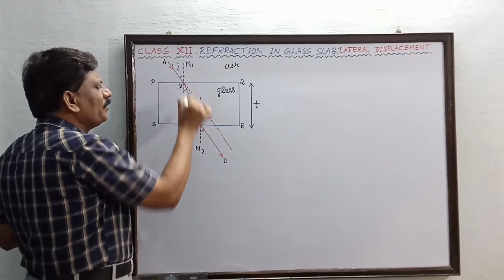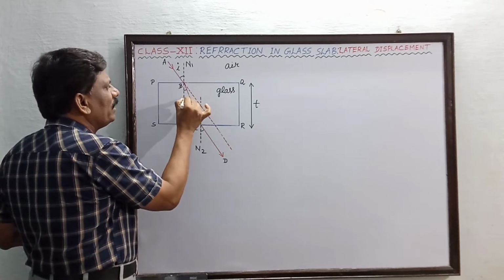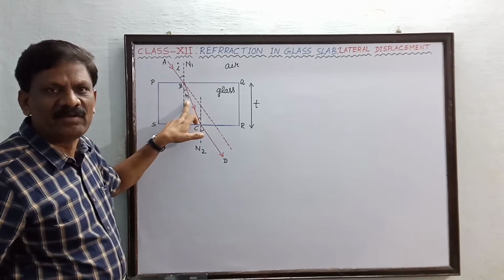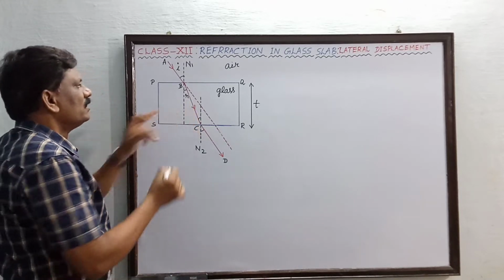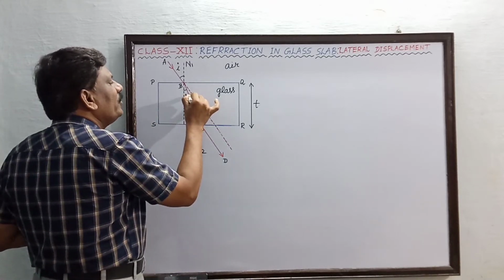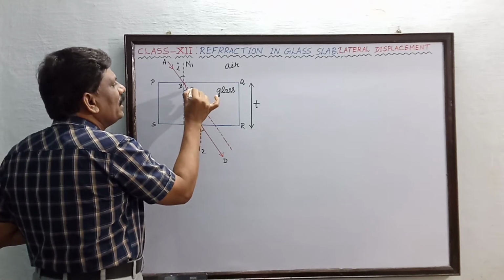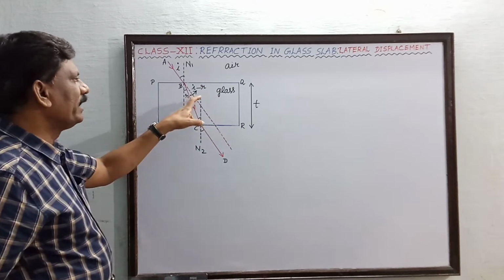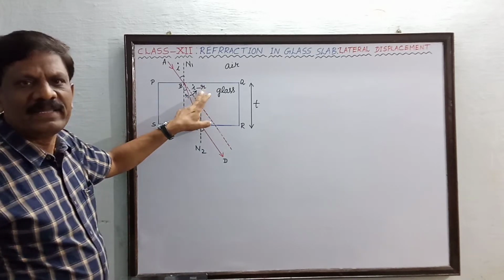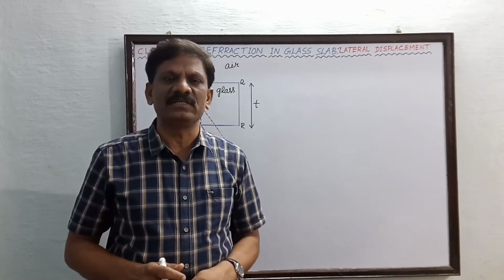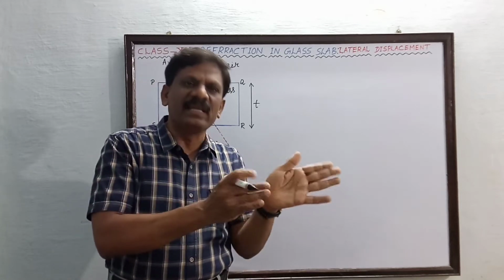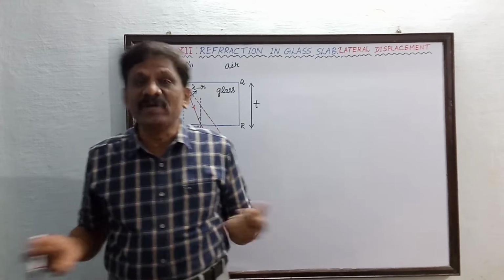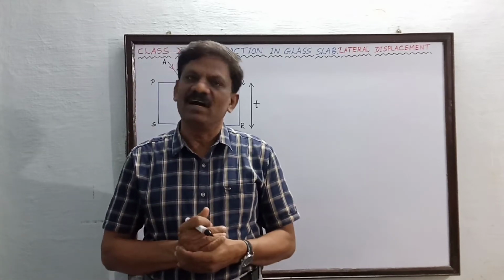The angle made by BC with the normal is called the angle of refraction, r. Small r is the angle of refraction. The remaining angle you can see here must be i minus r. This small angle is called the deviation of light. By how much angle the light has deviated from its original direction, it is i minus r.